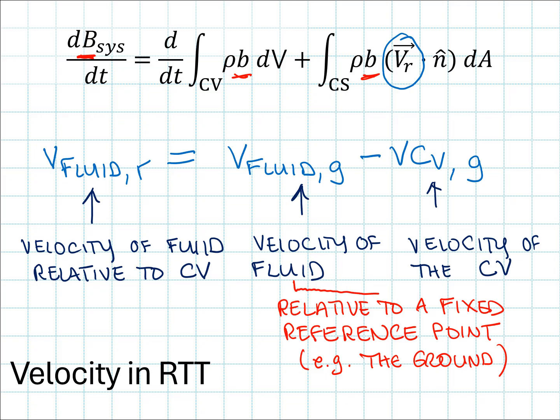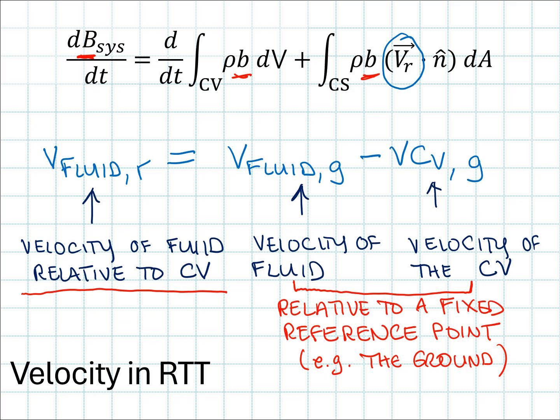So on the right-hand side, both of these terms are velocities relative to a fixed reference frame. How fast is the fluid moving relative to the ground, and how fast is the control volume moving relative to the ground? And then over here on the left-hand side, the combination of how fast the fluid's moving relative to the ground minus how fast the control volume's moving relative to ground is what's able to express the thing that we want to know. How fast is the fluid moving relative to the control volume?